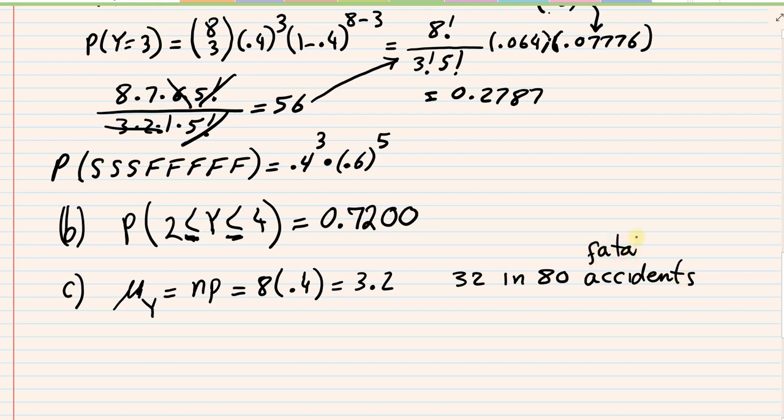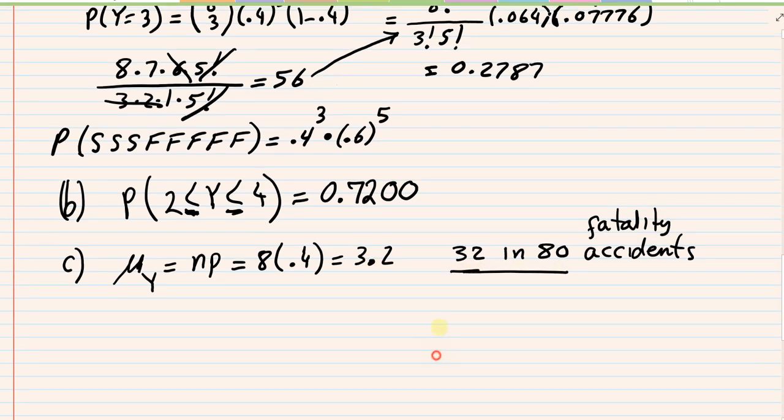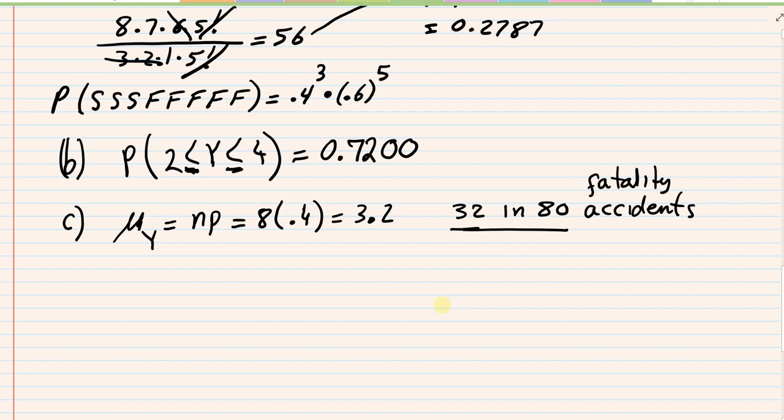Fatality accidents are due to an intoxicated or alcohol impaired person. 32 in 80, that's how you get around the decimal. Well, we don't round it, we'll keep it like that. But informally, between you and I, we would say in a group of 8 fatality accidents, about 3 of them, because it's closer to 3, so we could round it that way also.